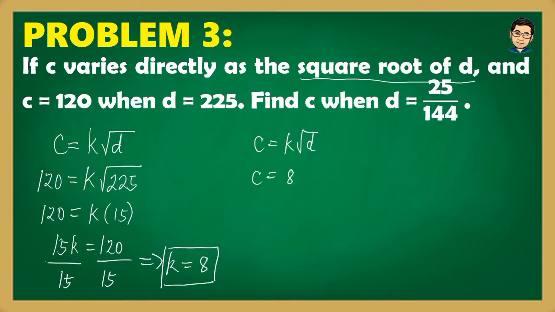And then, the square root of 25 over 144. And then, C is equal to 8 times the square root of 25 is 5 over the square root of 144 is 12. Ayan. And then, write lang natin.